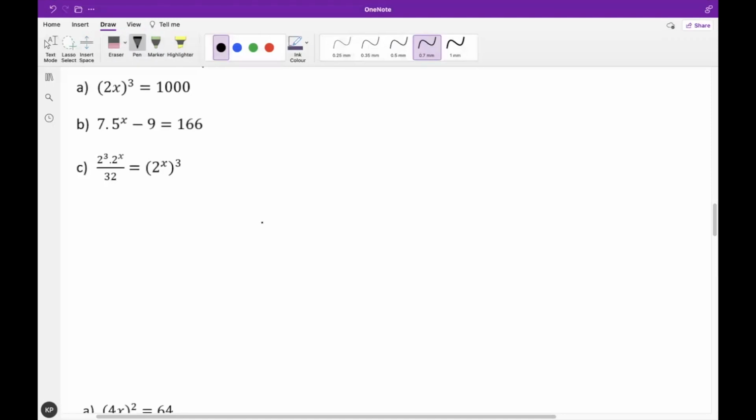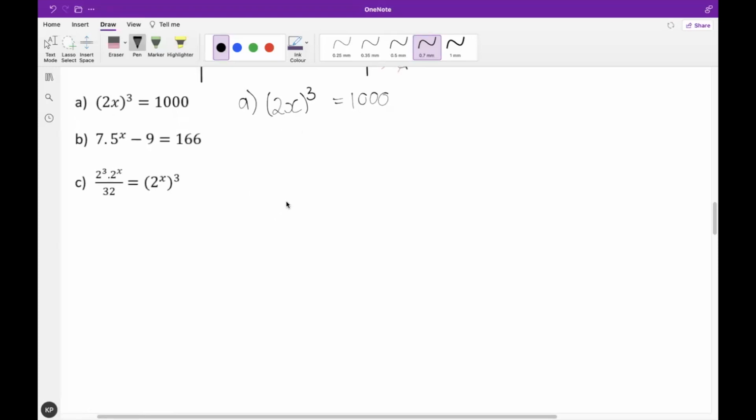So let's look at the first one, right? A says 2x to the power of 3 is equal to, nope, the 3 is outside. The 3 is outside, sorry. Is equal to 1,000. Great. What laws of exponents do we know that can help us solve this? Let's hear. Look at your laws of exponents. Nice, nice. You guys see? See, it's stuff you know.